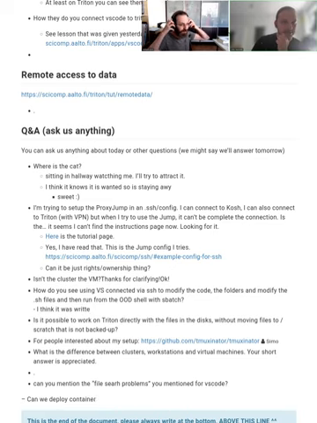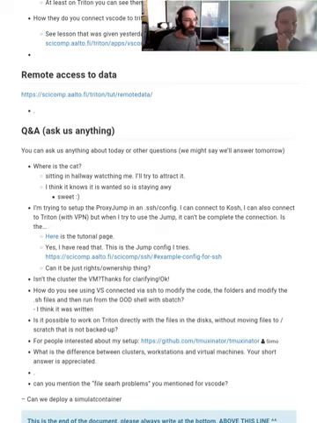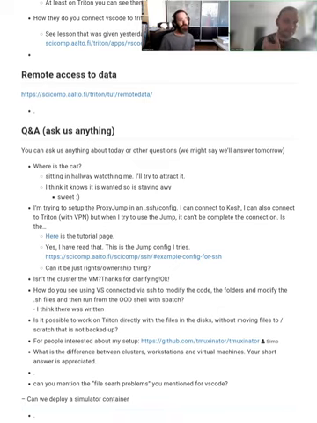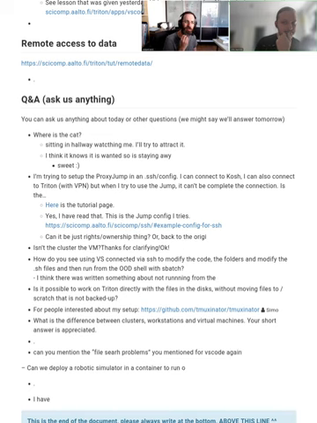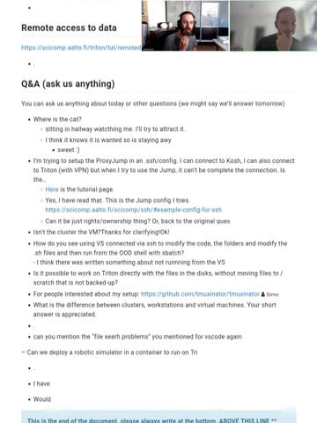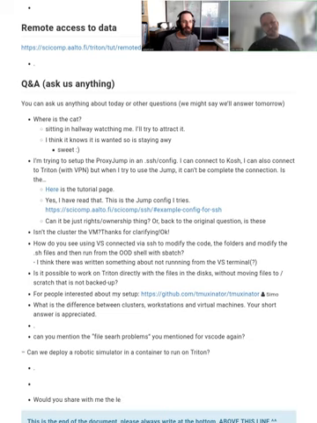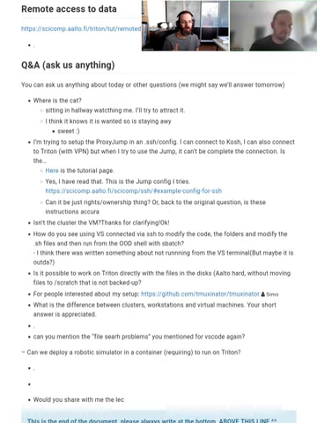There's a question: is it possible to work on Triton directly on files in the disks without moving files to scratch, which is not backed up? So the disks, I assume you mean maybe the disks on your own computer? I mean, to me, this implies people don't want it on scratch because it's not backed up. Mm. But we should say scratch isn't backed up, but it is reliable. It's a huge rack of probably several hundred disks now that are all RAID 6.